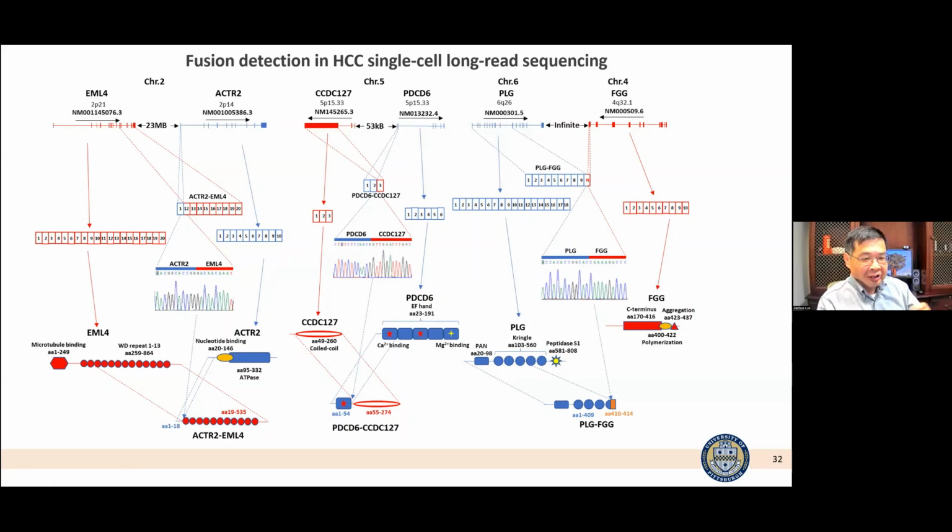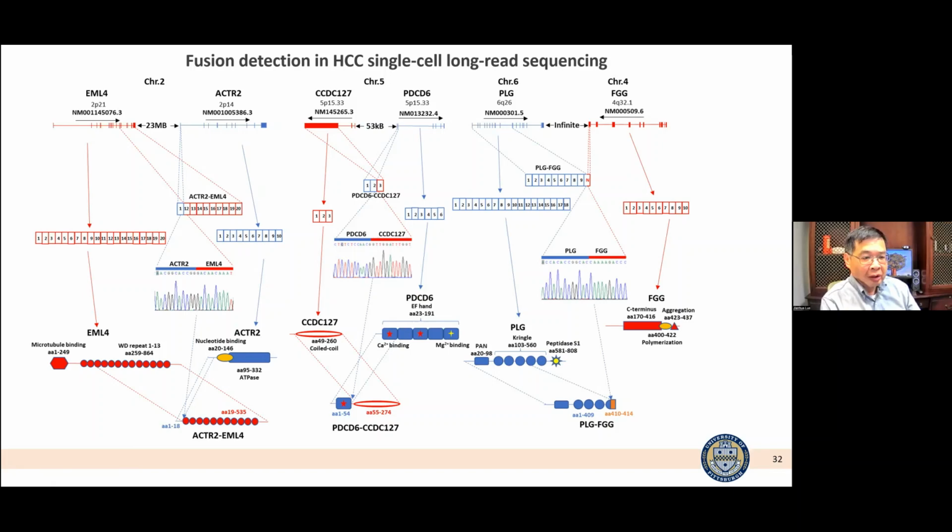And another example here is PLG, which is plasminogen, and you see the recombination with fibrinogen gamma. It basically produces a truncated plasminogen, which lost the regulatory domain, therefore making the plasminogen constitutively activated. As a result, maybe that actually helps to promote the signaling pathway of the oncogenes for liver cancer.